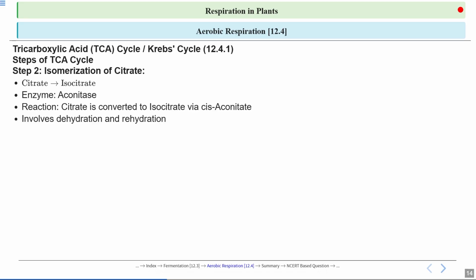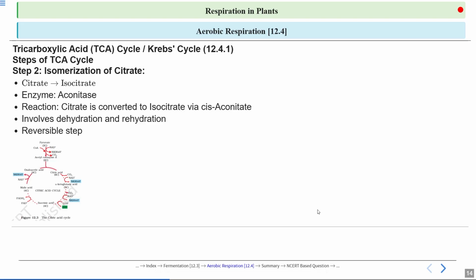It is a reversible process which allows flexibility in the cycle. So this reaction can go both ways, and therefore it is considered reversible. So here we can see citrate is converted to isocitrate, which is the next step.